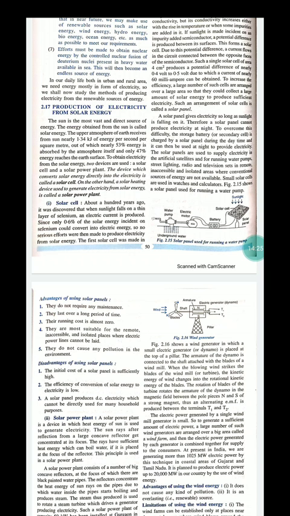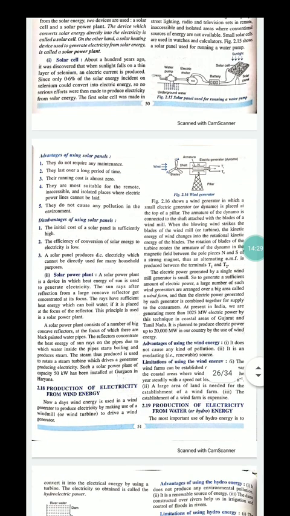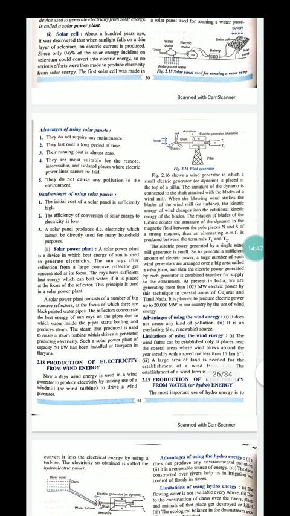The efficiency of conversion of solar energy to electrical energy is very low. The solar panels produce DC electricity, which cannot be directly used for many household purposes. We are using AC current, not DC current, so it has to be converted from DC to AC. Now, solar power plants.